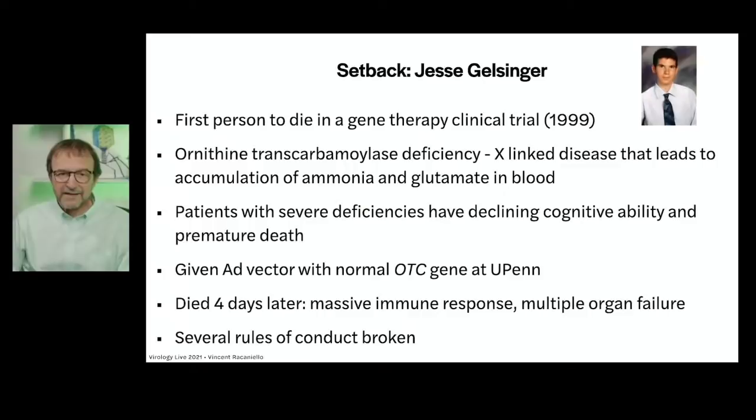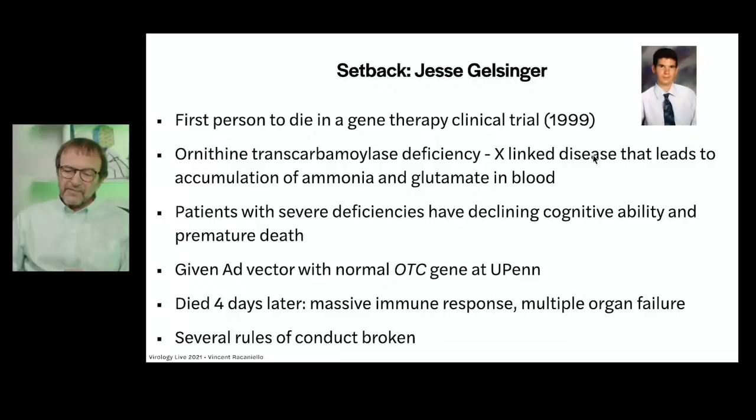So the clinical trials proceeded, and unfortunately in 1999, there was a huge setback, the death of a teenager, Jesse Gelsinger. You can find his father's description of this online. So he and his father decided to enroll him in a trial. He had ornithine transcarbamylase deficiency, an X-linked disease that leads to accumulation of ammonia and glutamate in the blood. And these patients have a declining cognitive ability and premature death. Now, Jesse had a mild form of the disease, yet he volunteered because he wanted to contribute.